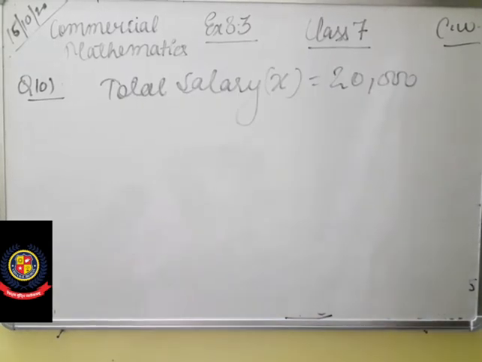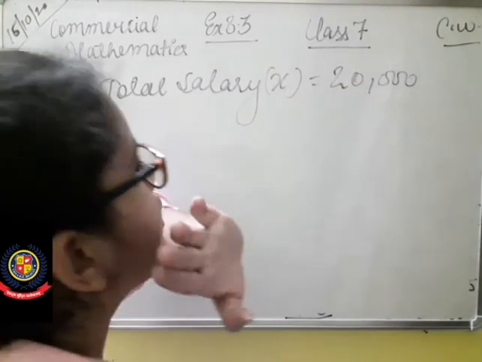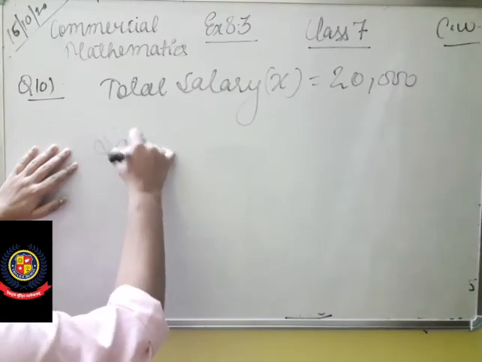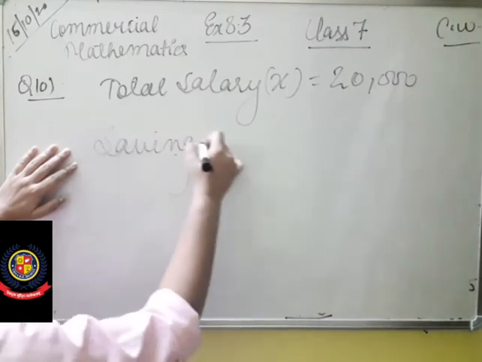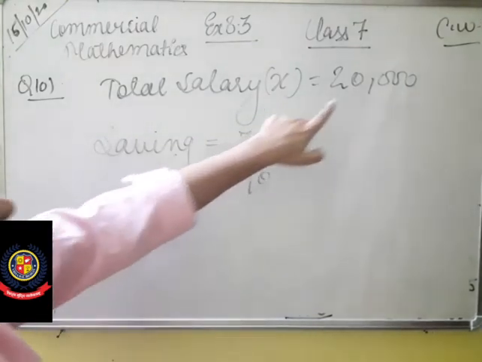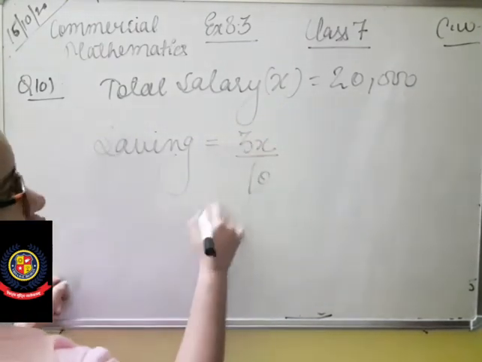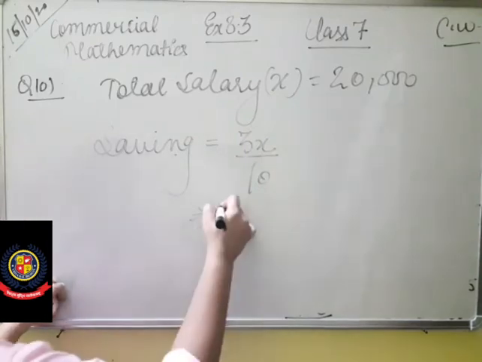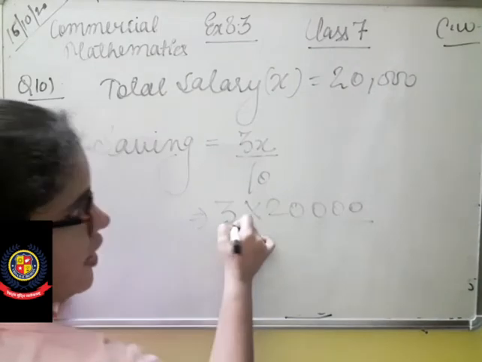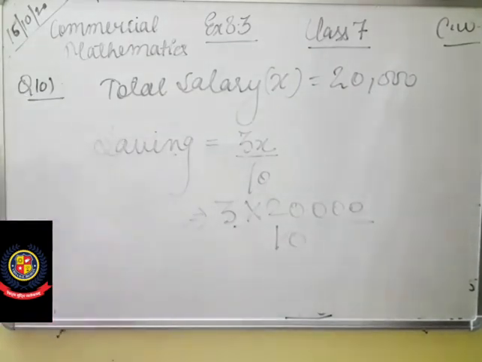सो स्टूडेंट्स टोटल सैलरी जो हमने x मानी थी वो आई 20,000 किसकी? शाम की। अब हमारे पास जो सेविंग है, सेविंग हमारी कितनी आई थी? सेविंग थी 3x by 10। सो x की वैल्यू आपकी कितनी है? 20,000। So 3 and x are in multiplication, so 3 into 20,000 you will do, okay, and divided by 10 you will write.